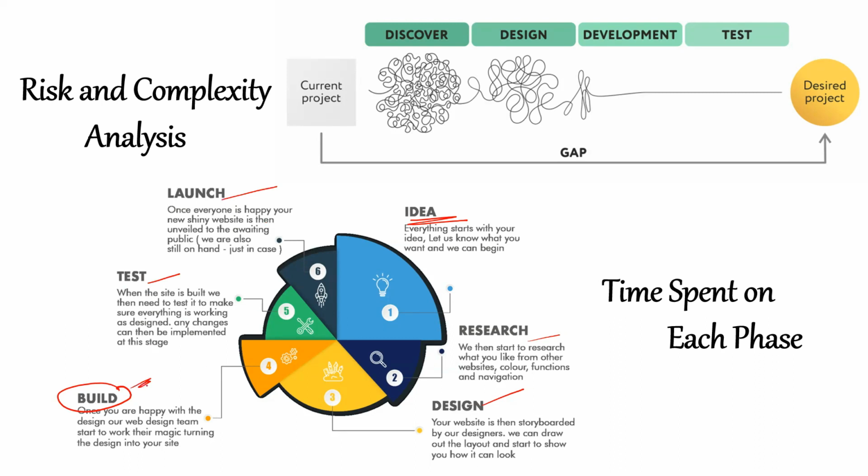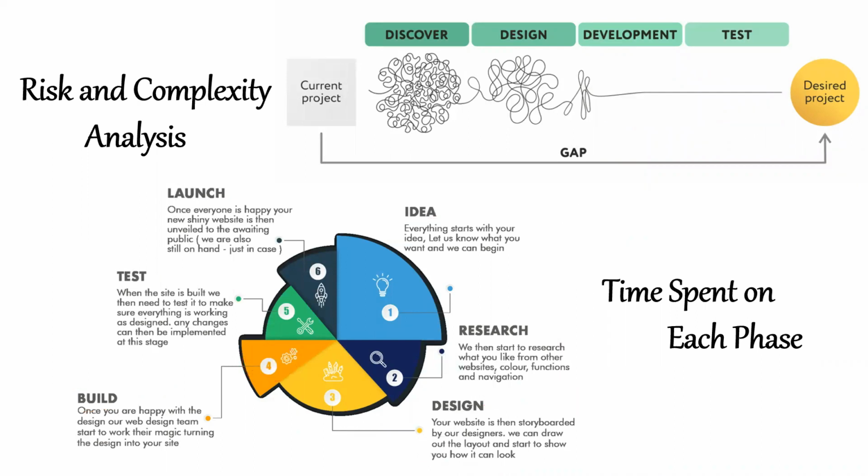Why very little time on coding? Because we have reduced the complexity. We have reduced the risk. So the amount of time required to code an application greatly reduces, and that's why only 15%. So this shows that every phase is very important. Just ensure that we give adequate time to each stage.